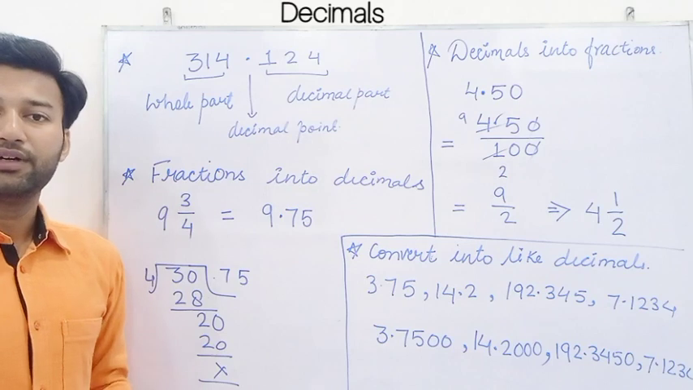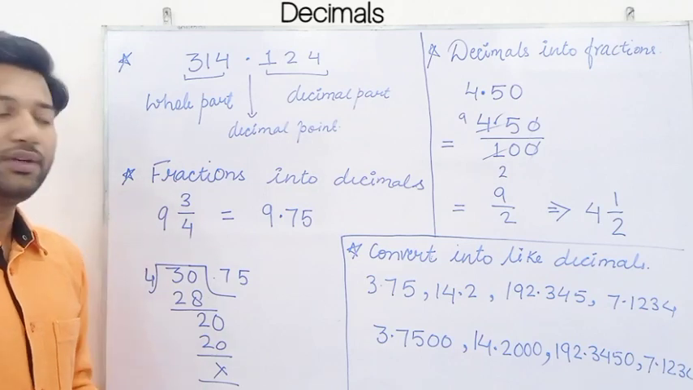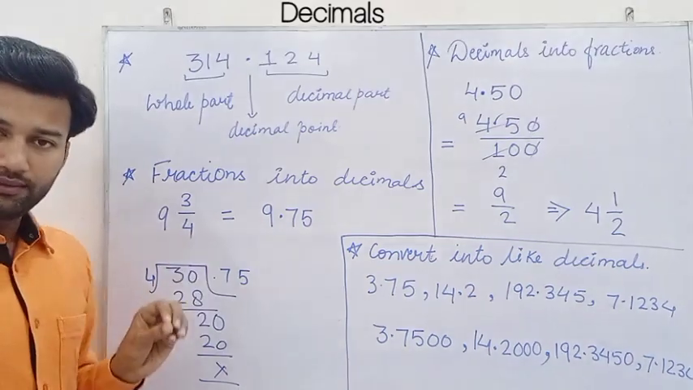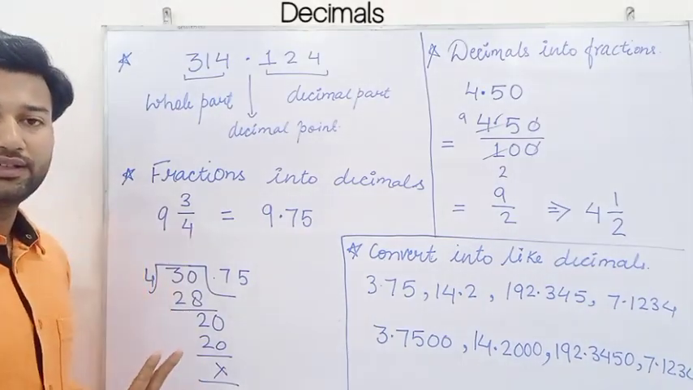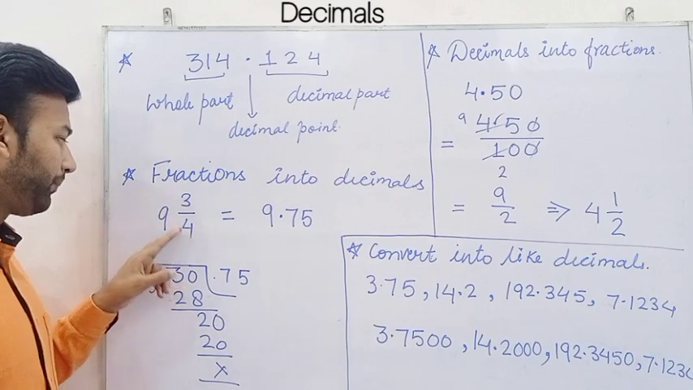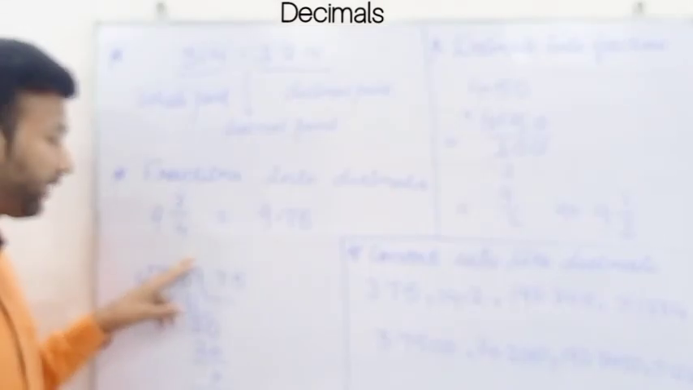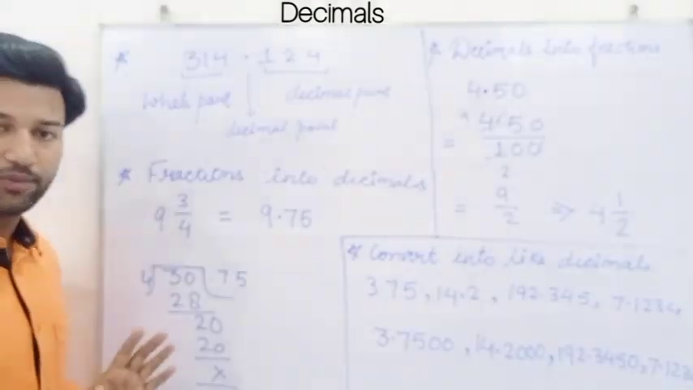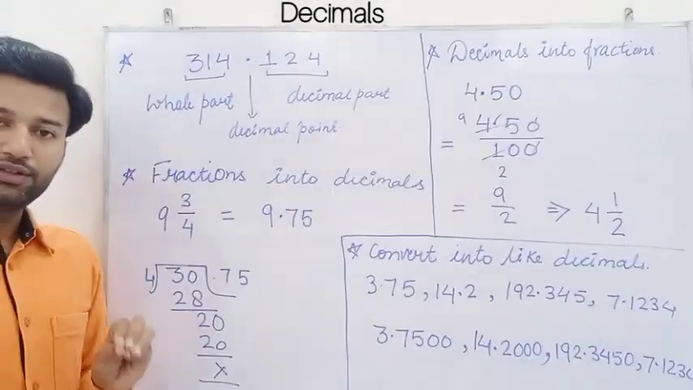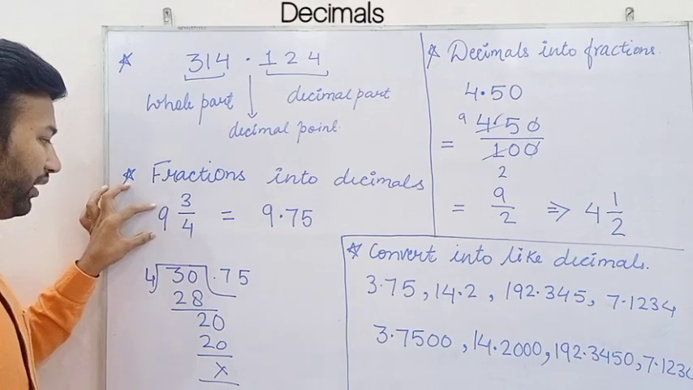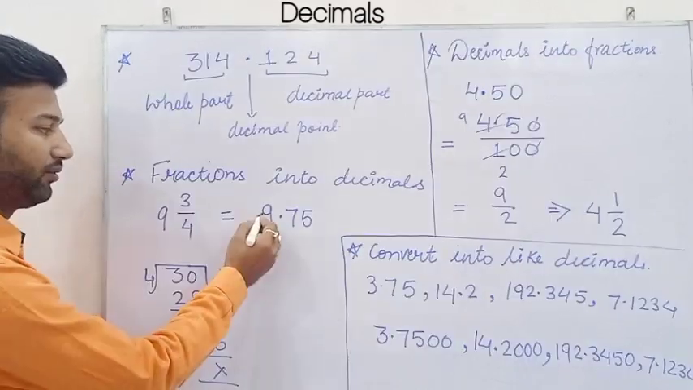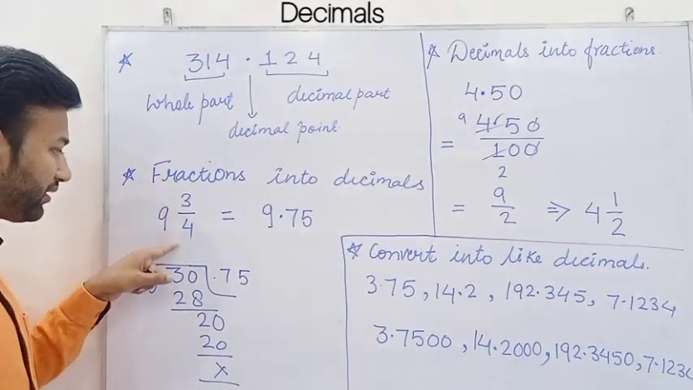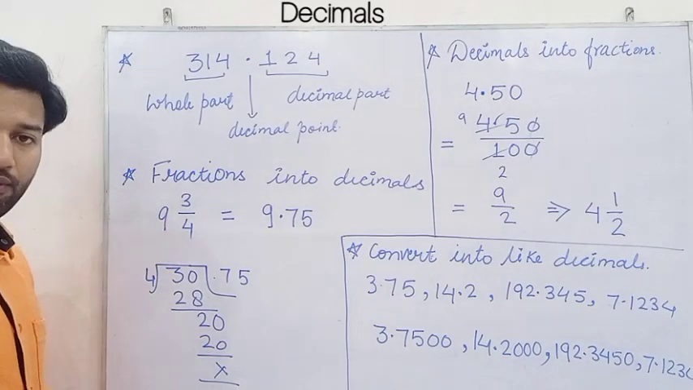Next, fraction into decimal. How to convert any given fraction into decimal? The question is 9 whole 3 upon 4. There are two methods. First, convert this mixed fraction into an improper fraction. It may be a lengthy process. So the easy process or shortcut is, this is the whole part, so write the whole part like this, only 9. First write 9, and divide this fraction 3 upon 4 in rough.